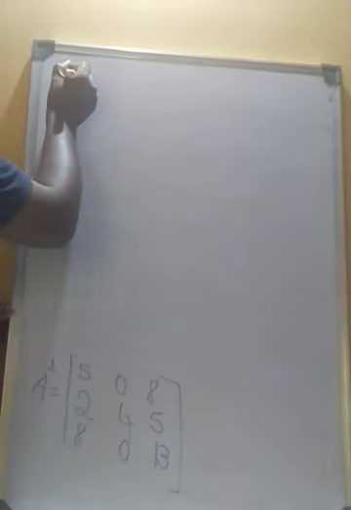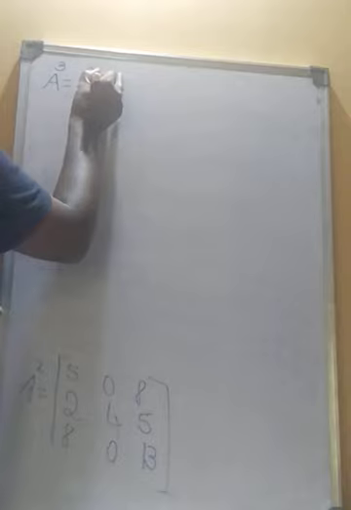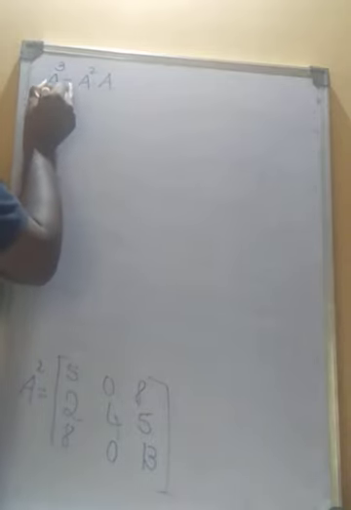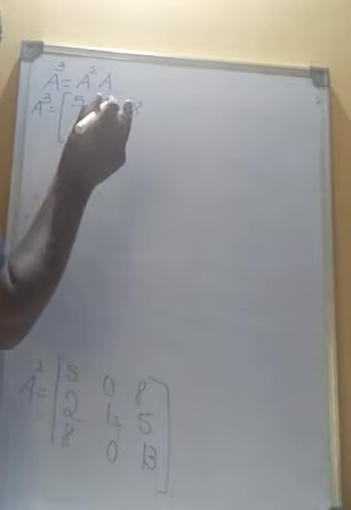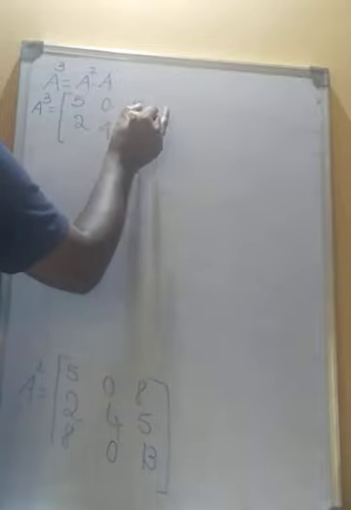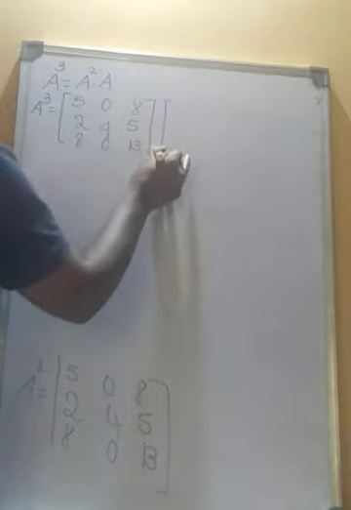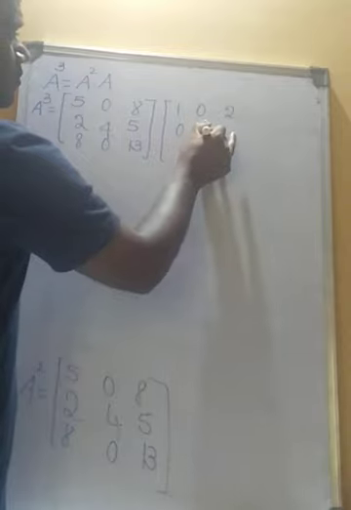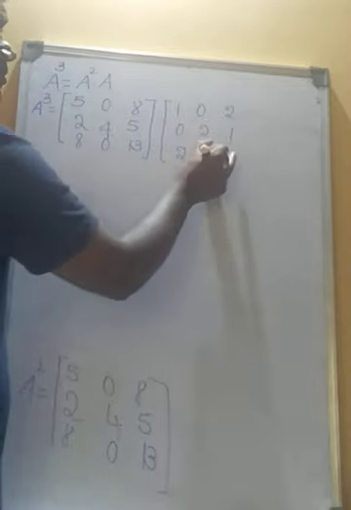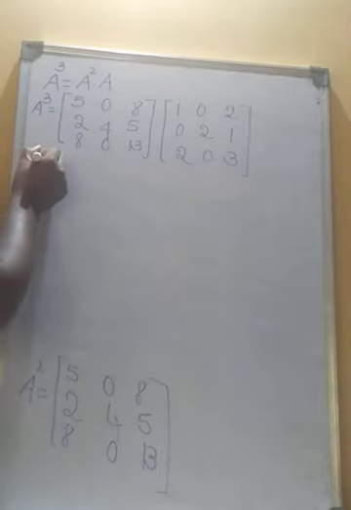The next, find A cube. A cube can be written as A square into A. Therefore, A cube equals the A square matrix elements, here we get 5, 0, 8, 2, 4, 5, 8, 0, 13, into matrix A elements 1, 0, 2, 0, 2, 1, 2, 0, 3. Again multiplying the matrices, A square into A.